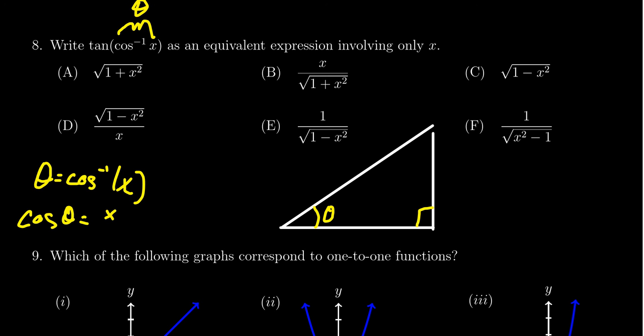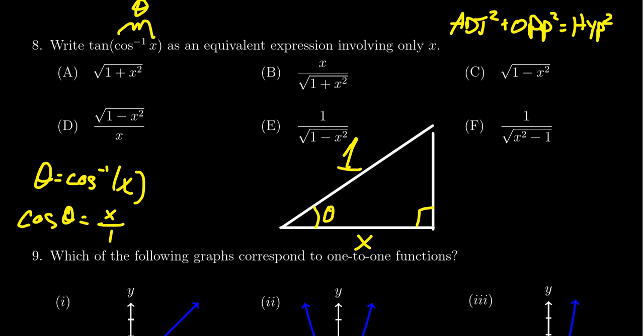But we want to think of this as a ratio, x over 1. So using our SOHCAHTOA, since cosine is adjacent over hypotenuse, we're going to label the adjacent side as x, the hypotenuse as 1. And then using the Pythagorean equation, we know that the adjacent side squared plus the opposite side squared is going to equal the hypotenuse squared. And so solving for the opposite side right here, we're going to see that the opposite side is the square root of 1 minus x squared.